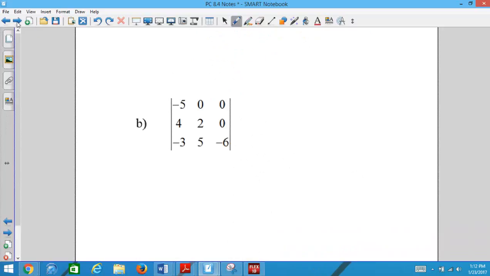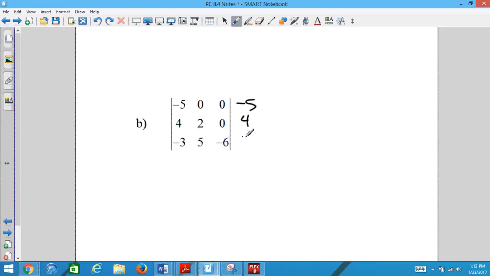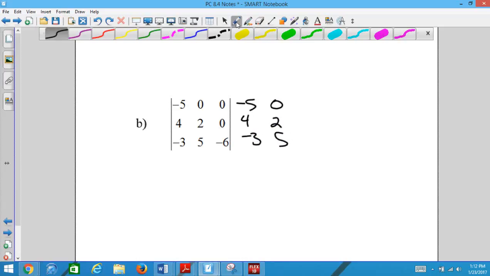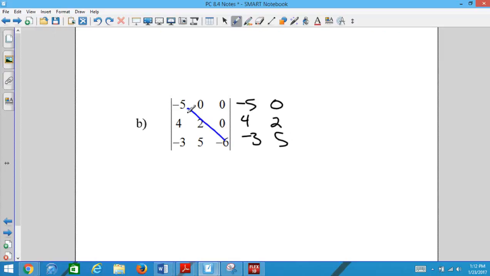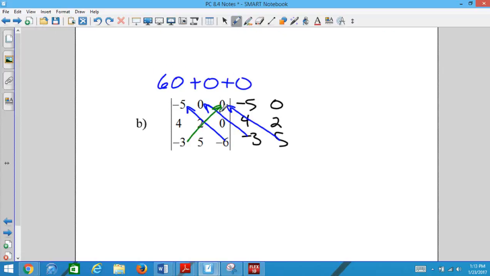All right, second one. You copy the columns, -5, 4, -3, and then 0, 2, 5, and then we go diagonal, cross multiply up where there are 3 numbers, because it is a 3 by 3. So we get 60 plus 0 plus 0, and then cross multiply up the other way, we get minus 0, minus 0, minus 0, so 60.